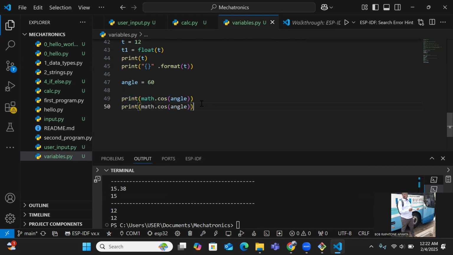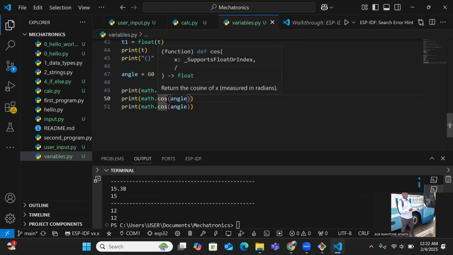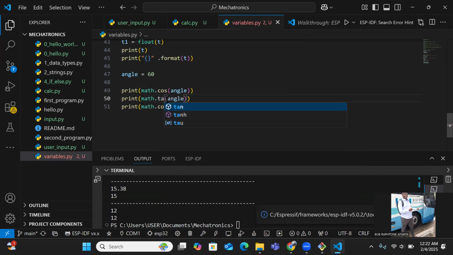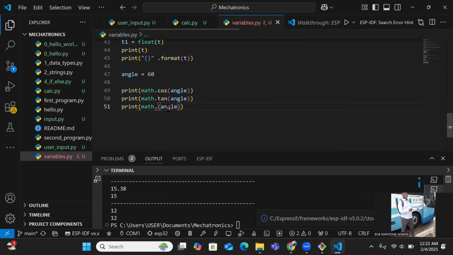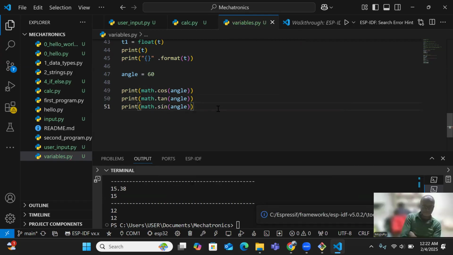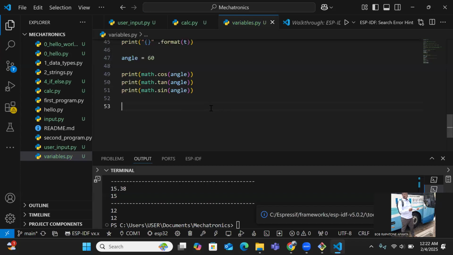And then math dot tan or tangent. Let's see, are we together? Math dot sine. Right? Okay, so that's how to do it.